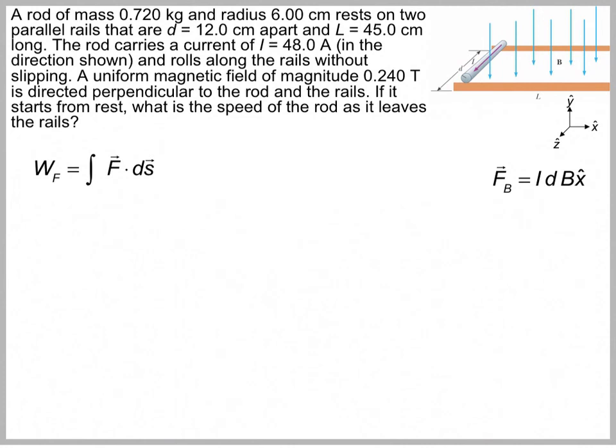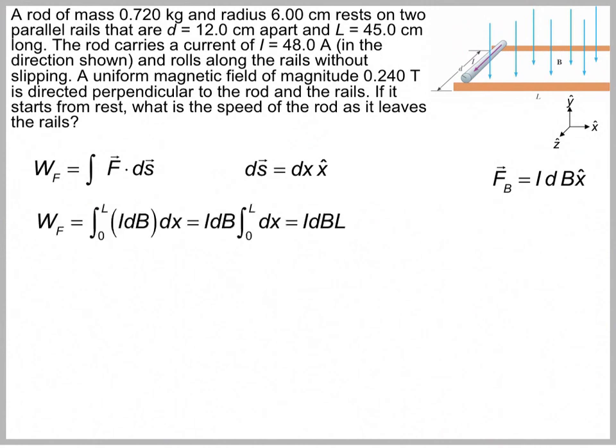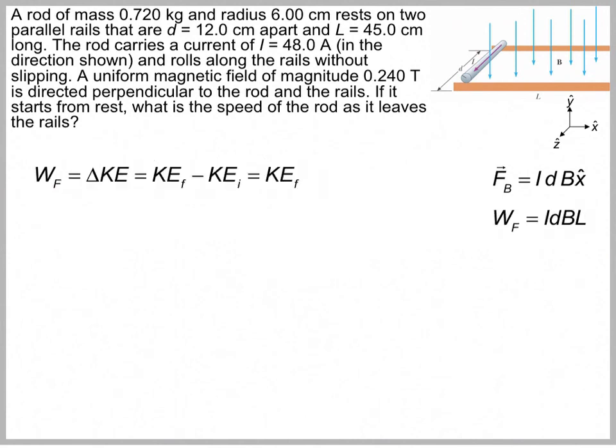So we can then calculate the work done on the cylinder. Work is going to be the integral of the force times the distance. In this case, force we know is IdB in the x direction, and ds is going to be dx in the x direction. So we plug that in, and x hat dot x hat equals 1. And so we end up with the integral of IdB dx, going from 0 to the length of the rails, L. IdB is constant, it comes out, and I integrate along dx, and I'm just going to get L.